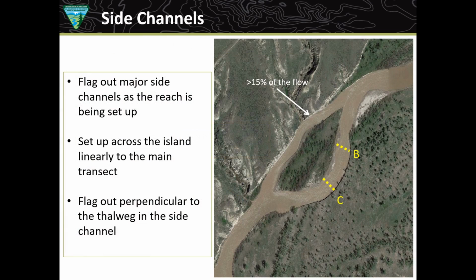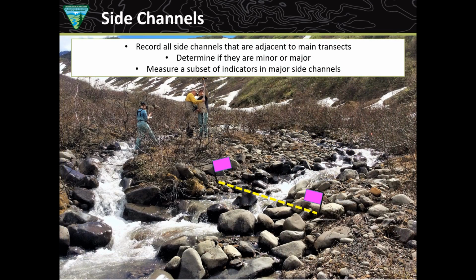During reach setup, side channels are flagged similarly to the main transect. To set up a side channel transect, visualize the main channel transect continuing over the island to the bank of the side channel that is closest to the main channel. Like that of the main channel and main transects, side channel transects are set up so that they are perpendicular to the thalweg in that channel.